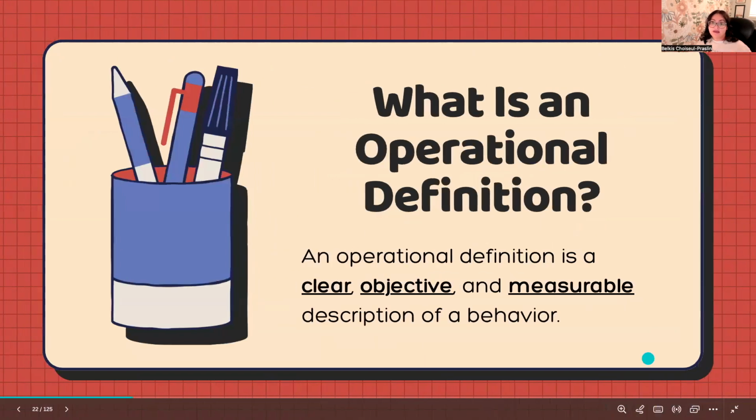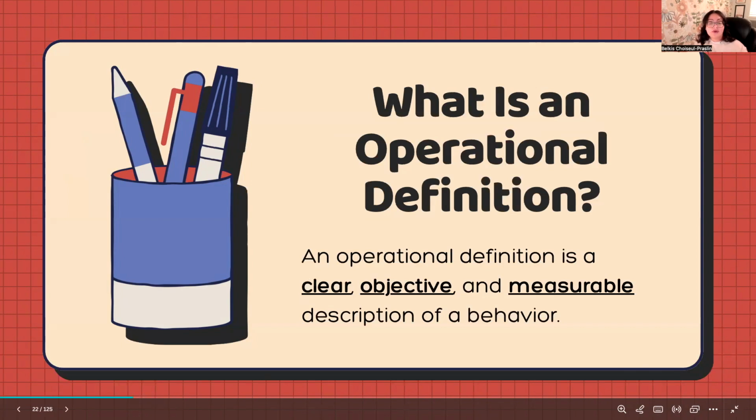Well, what do we mean by an operational definition? An operational definition is a clear, objective, and measurable description of behavior. Those three terms are very important here. And what do they really mean? It means that we are describing exactly what the behavior looks like in a way that anyone watching could also identify it. There is no guessing or interpreting, and we can actually see what happens and track how often it occurs.